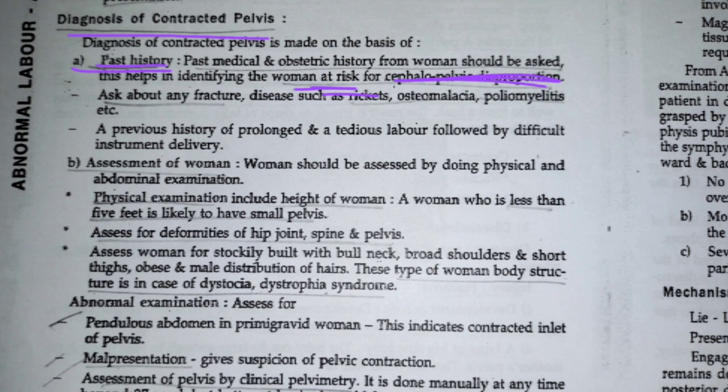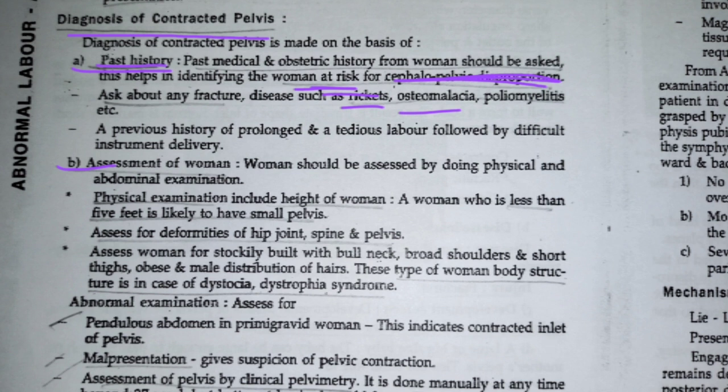Apart from this, any kind of accidents, injuries, or underlying disease conditions like rickets, osteomalacia, or polio, whether any such condition is present in the woman or not, we will get to know at the beginning of the treatment itself. Next we will perform the physical assessment. We will take our measurements: height, weight, vital signs, everything.